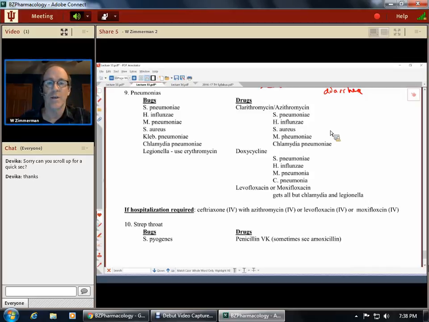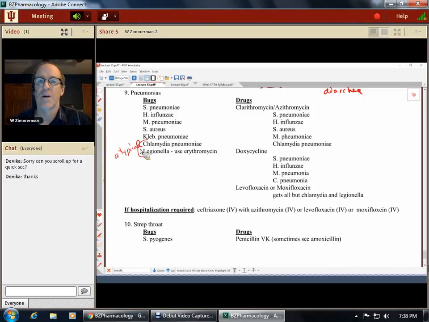The last two are the atypicals. But when we look at clarithromycin or azithromycin, look what they get. The strep, Haemophilus, staph, mycoplasma, chlamydia. I mean, that's doing really well. But they miss something. What they miss is the Klebsiella. And that's a big miss.